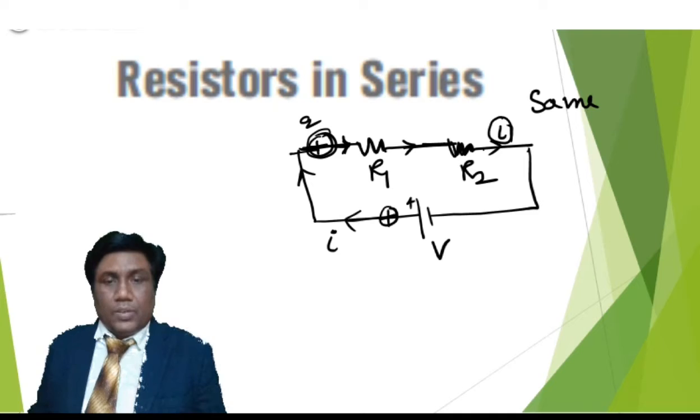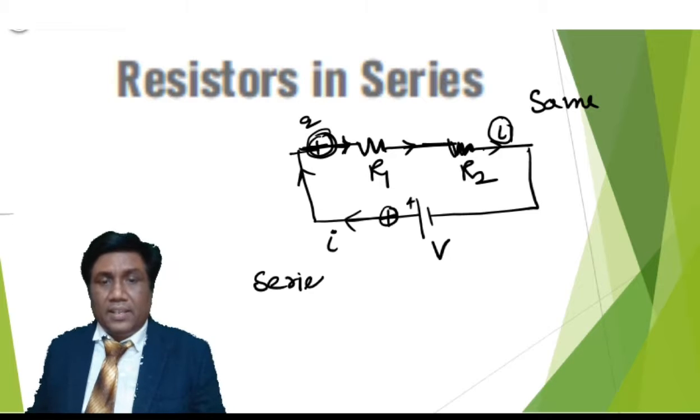So what is the definition of series resistance? Two resistors are said to be in series if the same charge flows through both the resistors. That is very important.